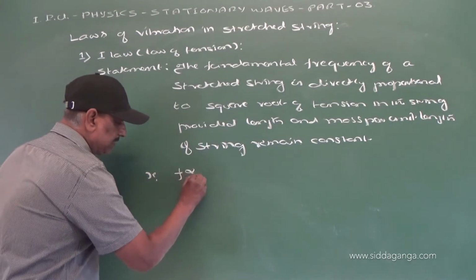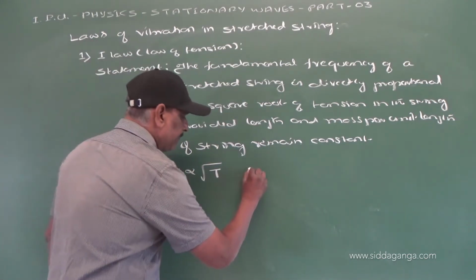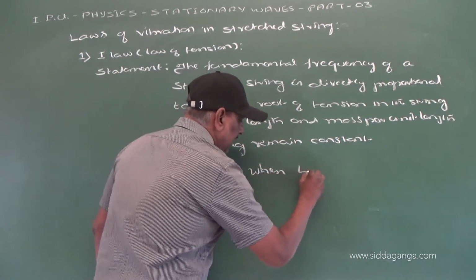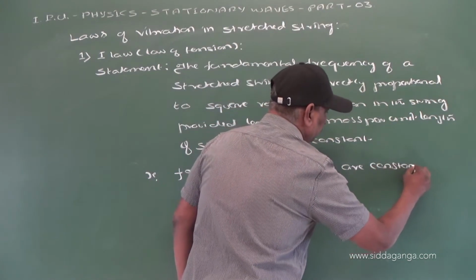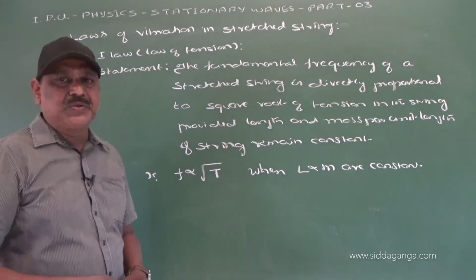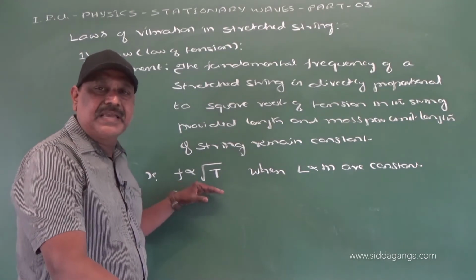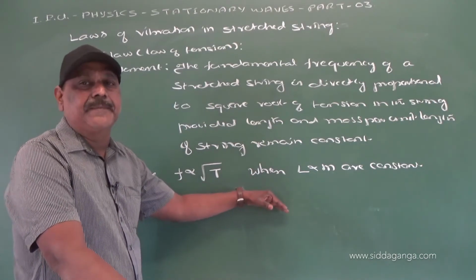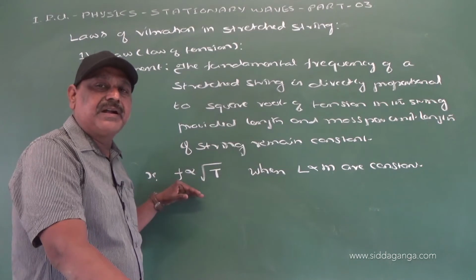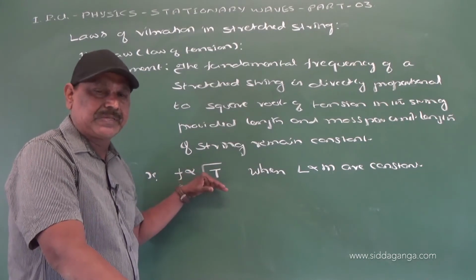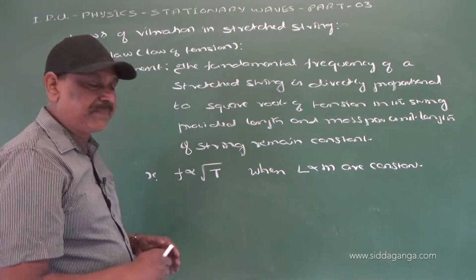fundamental frequency of a stretched string is directly proportional to the square root of tension in the string when length L and mass per unit length M are constant. Generally, it means when L and M are kept constant, fundamental frequency increases with increase in tension. That means if the tension is increased by n times, fundamental frequency increases by root n times. Suppose if tension is increased by 4 times, then the frequency increases by 2 times.